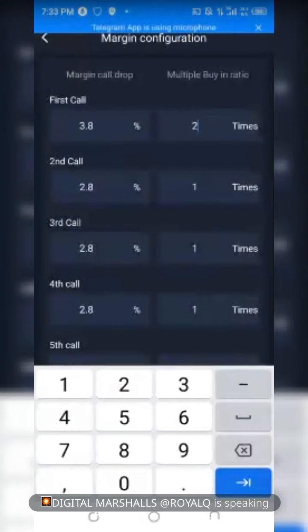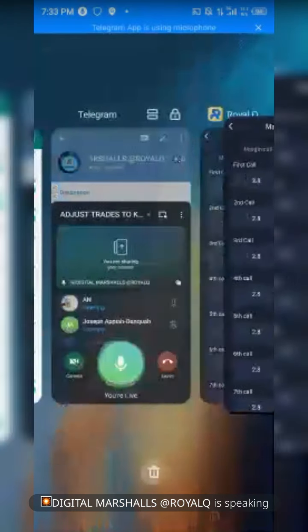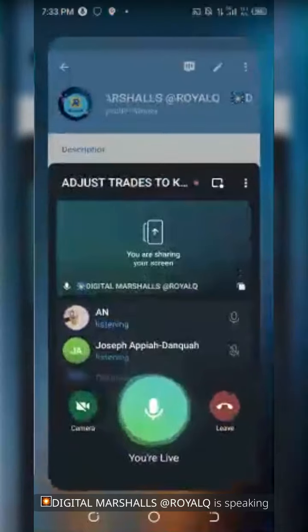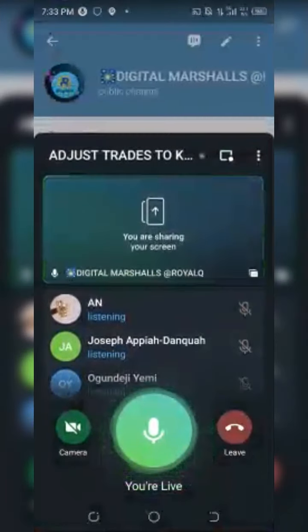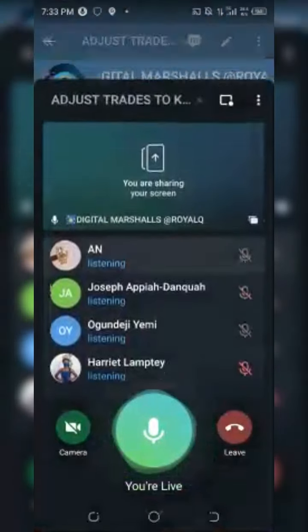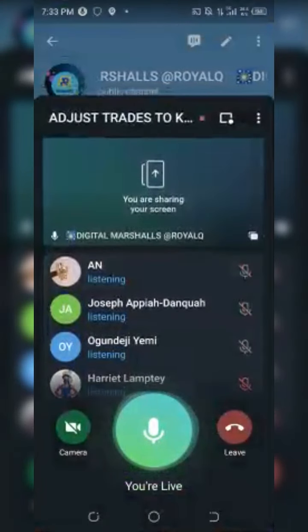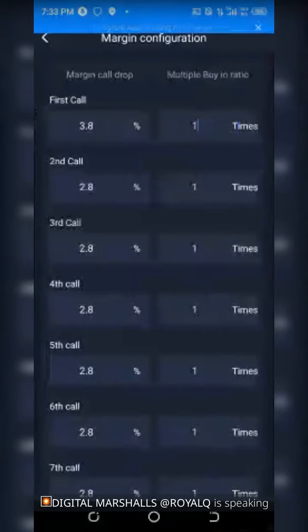But we want to manage our capital so that we can trade more coins and also open more margins. Are you getting me? Okay. Let me be sure that you are with me. Okay. You are here with me. Okay. So we are going to edit it.